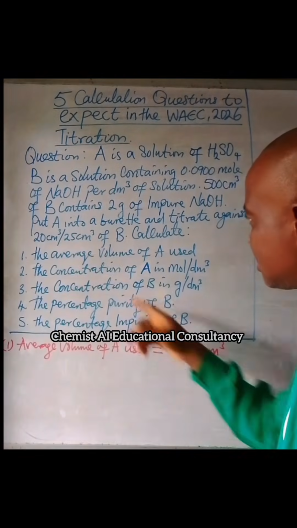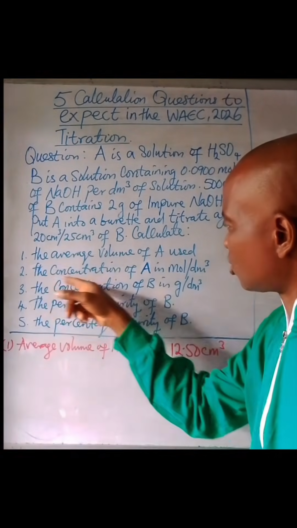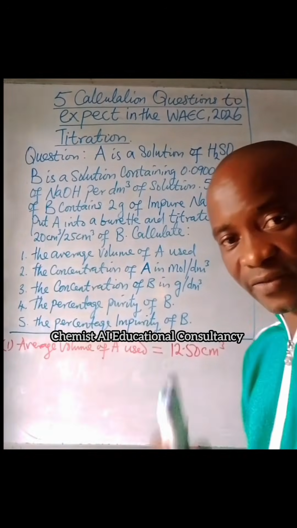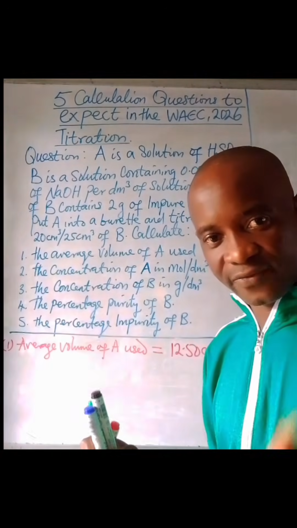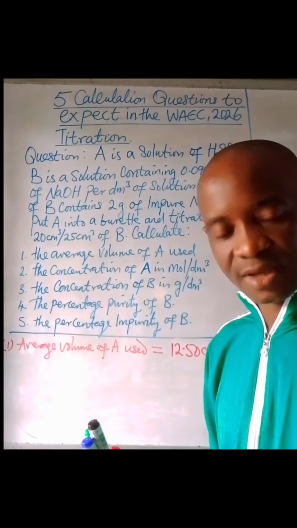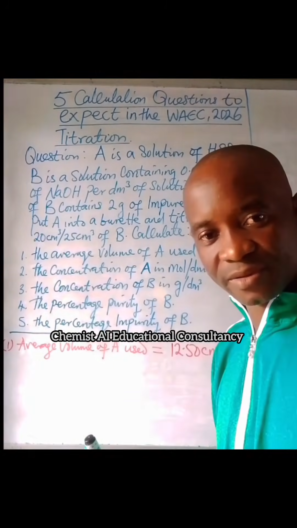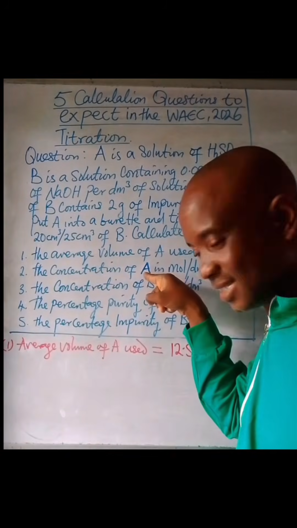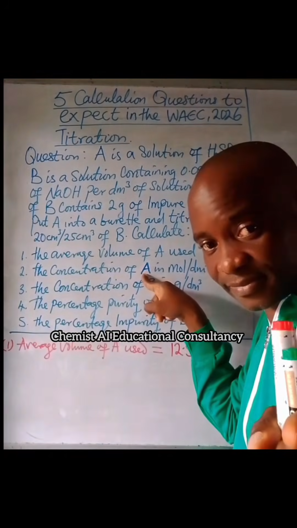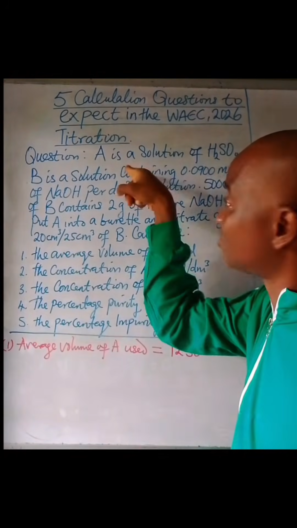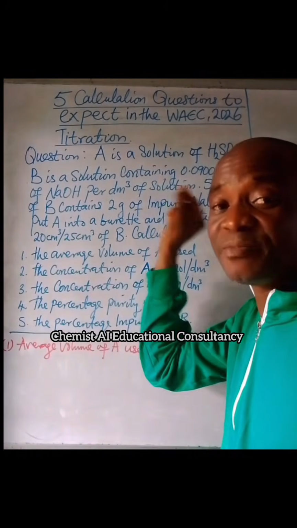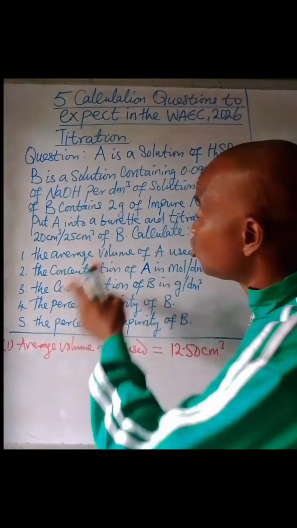So the next is calculate the concentration of A in mole per dm cube. I know that some of you have crammed that formula: CAVA over CBVB equals NA over NB. The question says, in this case, calculate the concentration of acid. Before you use the formula, the concentration of the base must have been given in the question. If the concentration of the base is not given, you use another formula.